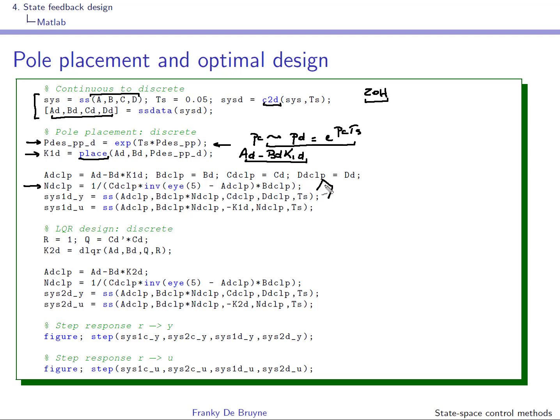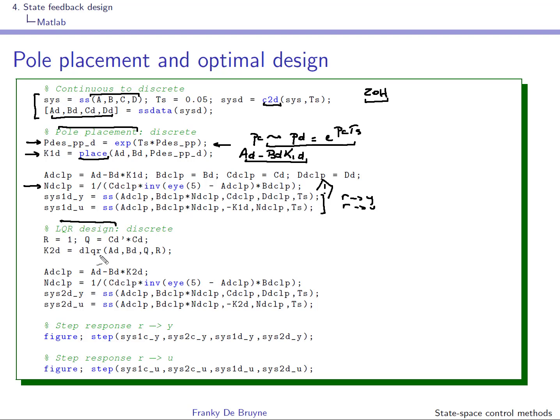Beware, this is not the same equation as the one used for continuous design, and this is a source of errors in the control labs. And then of course you can again compute the step responses, and here you have the transfer functions from R to Y and from R to U. So this is pole placement in discrete time, and LQR is very easy.